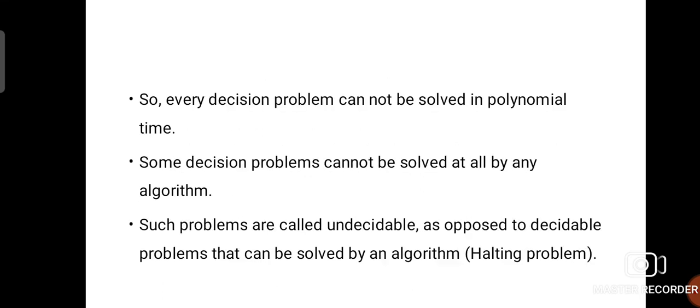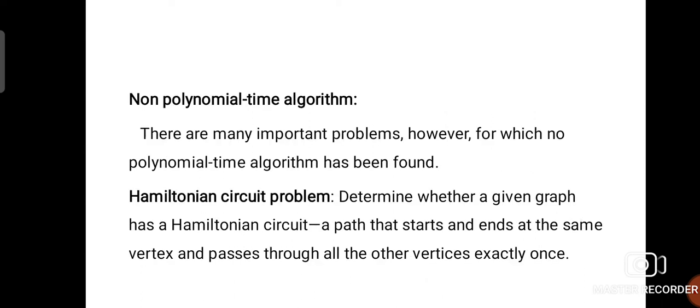Not every decision problem can be solved in polynomial time. Some decision problems cannot be solved at all by any algorithm. Such unsolvable problems are called undecidable problems. But decidable problems can be solved by an algorithm. The classic undecidable example is the halting problem.